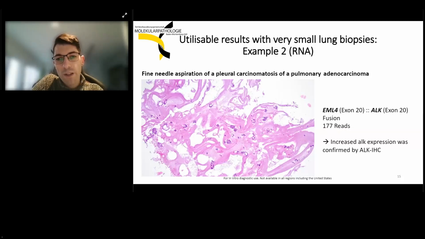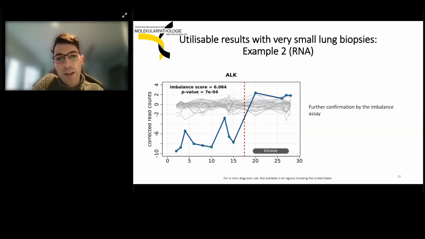We could confirm this by ALK immunohistochemistry, and furthermore, the presence of the ALK fusion event could be confirmed by the expression imbalance assay, which is part of the OncoMind-X Express test.